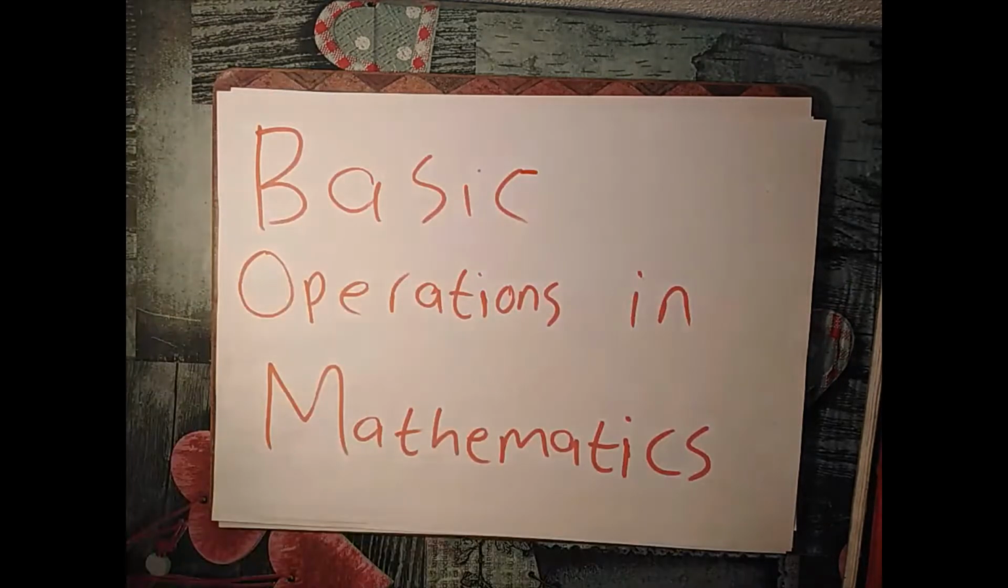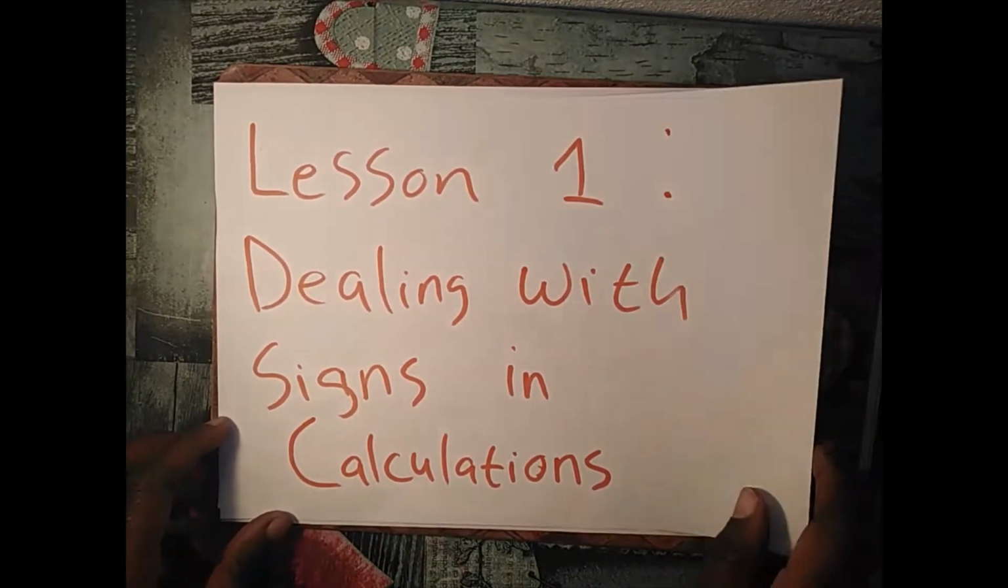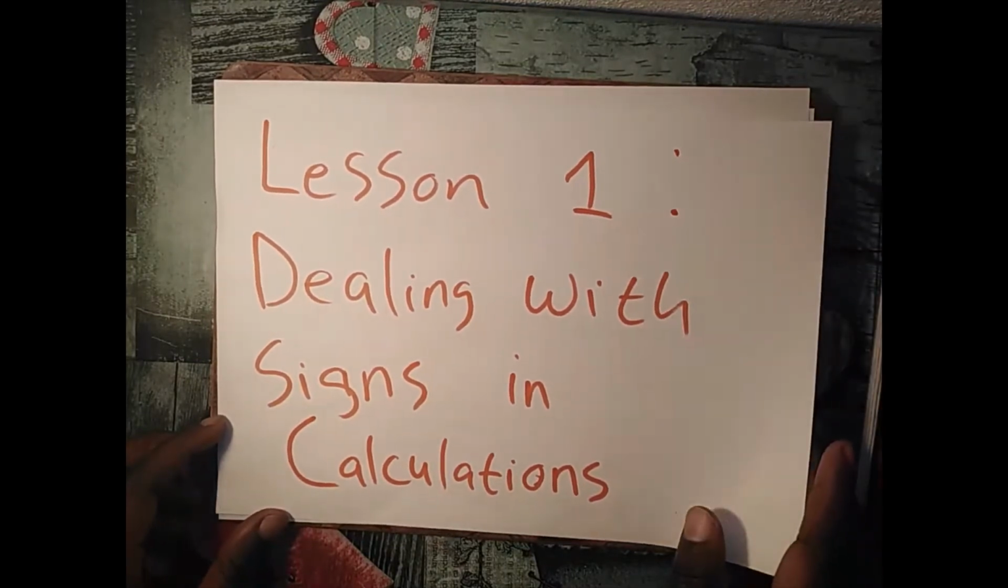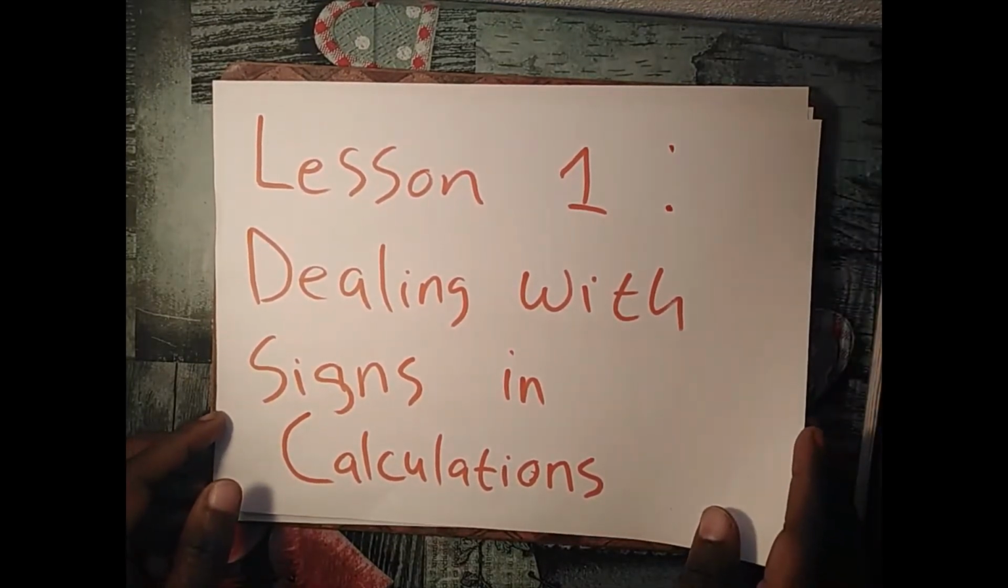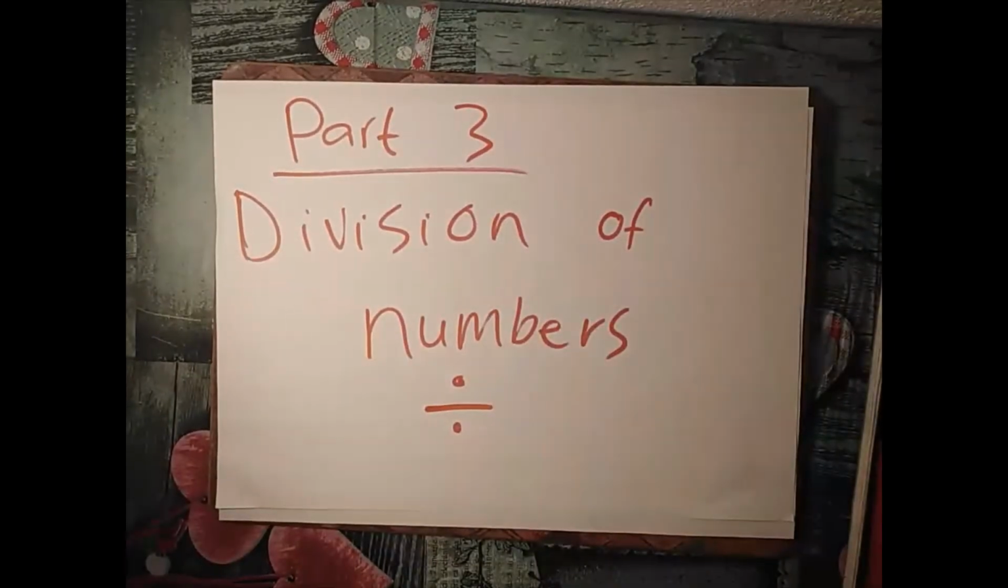My name is Mqondisi Macaba from Sembela Maths Club, a club that helps learners to understand mathematics. And today we are dealing with basic operations. We are still with basic operations in mathematics, and under it we are still doing lesson 1, which is dealing with signs and calculations. And then we did 3 parts. The first part was addition and subtraction. The second part, which is part 2, was multiplication. And now we are dealing with part 3, which is the division of numbers.